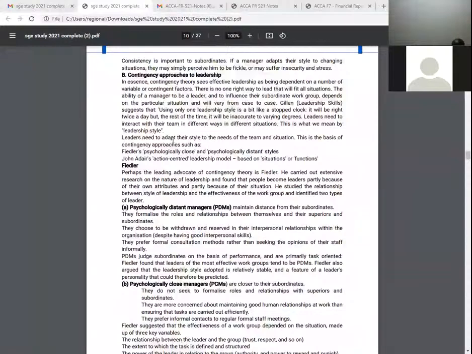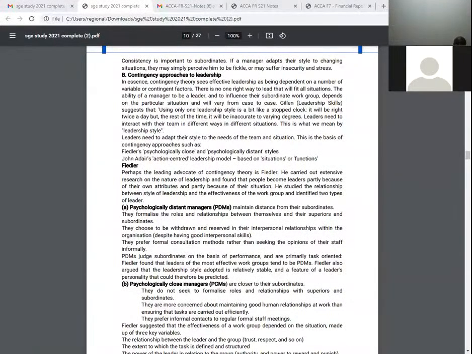Perhaps the leading advocate of contingency theory is Fiedler. He carried out extensive research on the nature of leadership and found that people become leaders partly because of their own attributes and partly because of their situation.